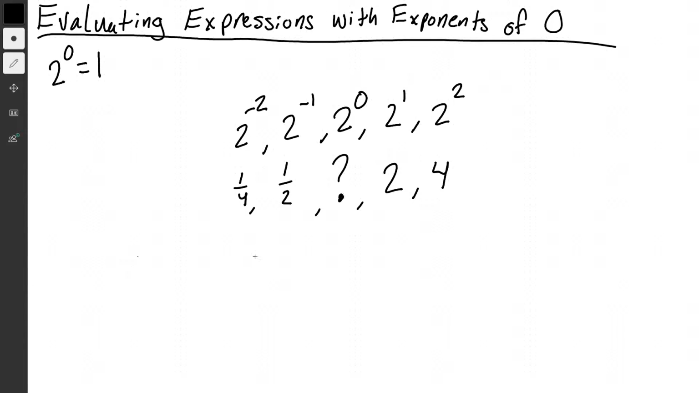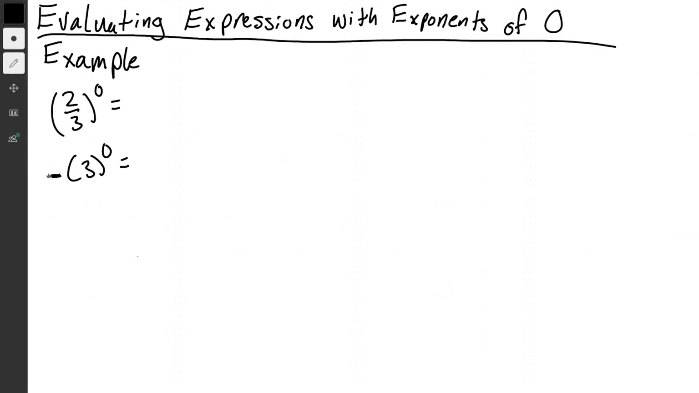From the left, we take 1/2, multiply it by 2, and get 1. And from the right, we take 2, divide it by 2, and again get 1. So since these two answers match, it seems that 2 to the 0th is indeed 1, as we thought in the first place. All right, now let's try some examples.